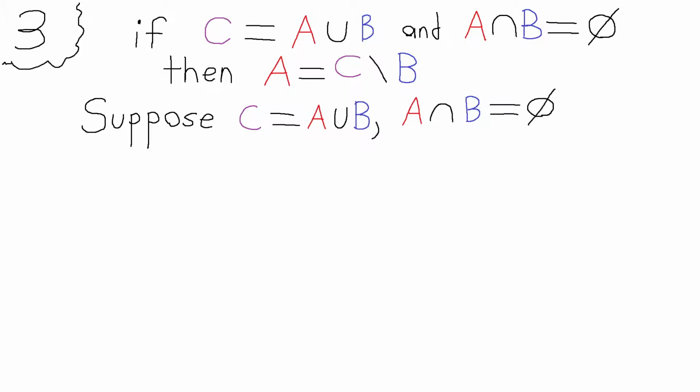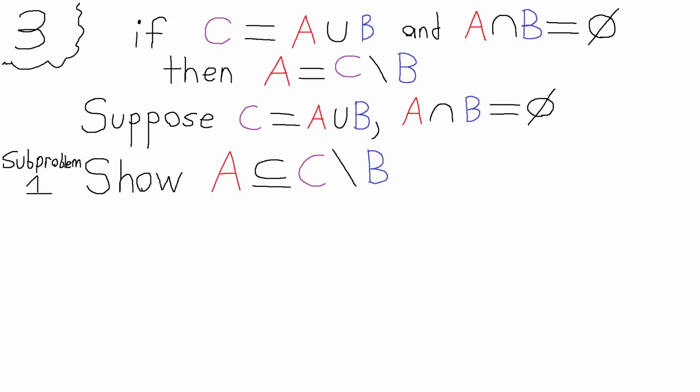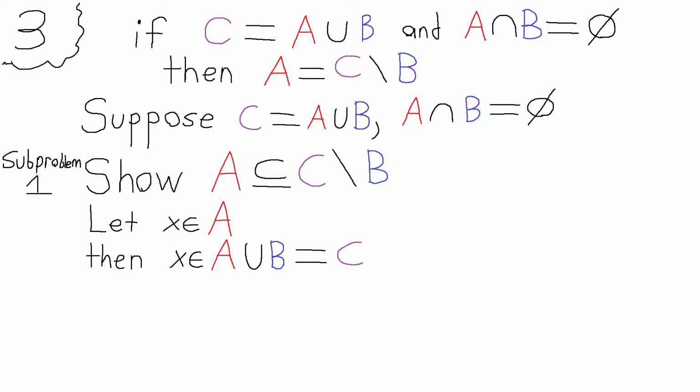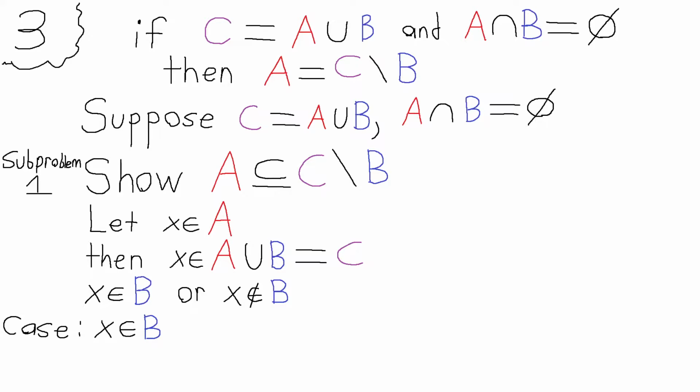So we first show that the left side is a subset of the right side. Let x be an element of A. Then we must have that x is also an element of the union of A and B. But by assumption, this equals C, so x must also be an element of C. We now have to consider two cases, depending whether or not x is an element of B. If x was an element of B, then because x is already an element of A, this would mean that x is an element of the intersection of A and B.